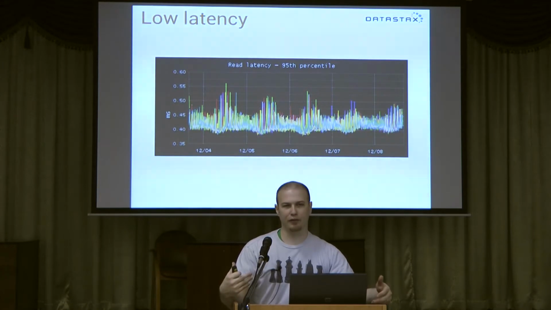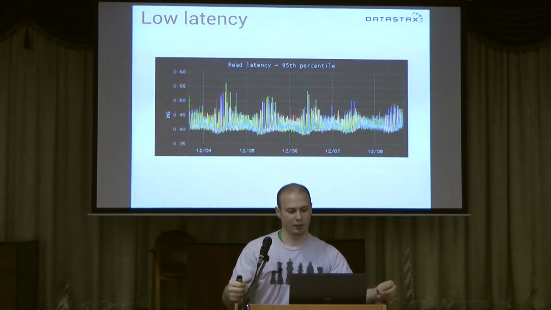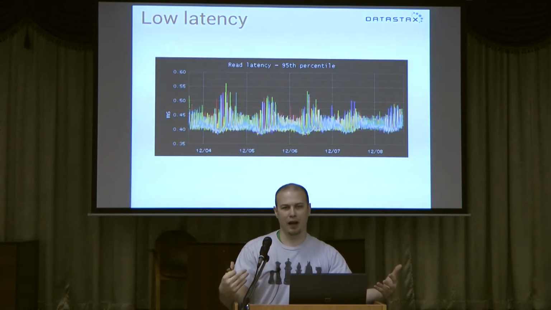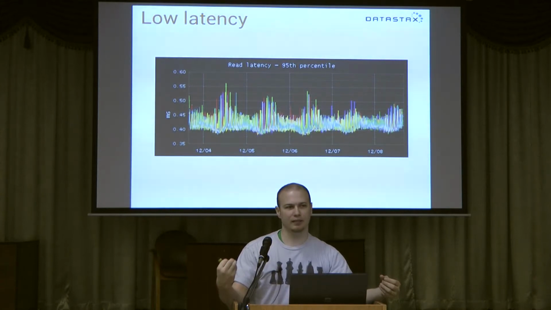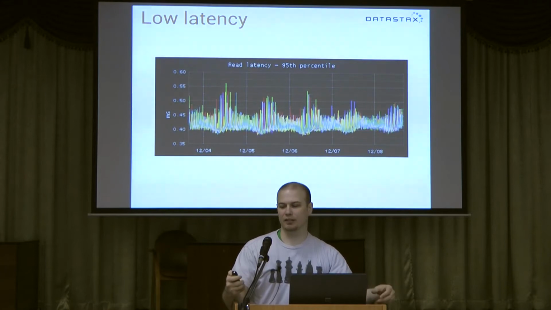This is a graph of latency in a production Cassandra cluster, not Adobe's actually. It's from a cluster that wishes to remain anonymous. But you can see that 95% of reads are served in under half a millisecond. So that's a nice consistent result: not only do I have low latency, but it's a consistently low latency. I'll talk about some of the things we do to achieve this later on.